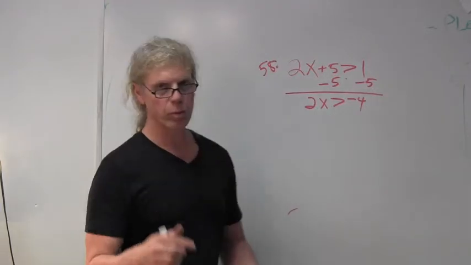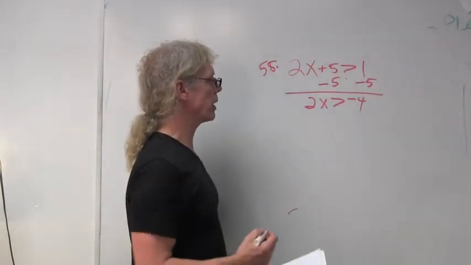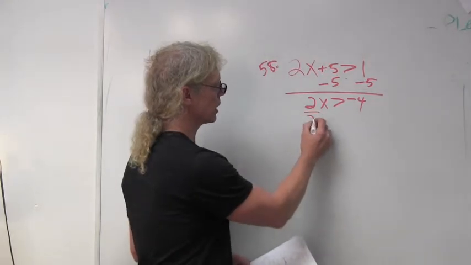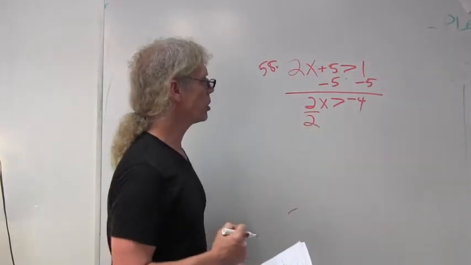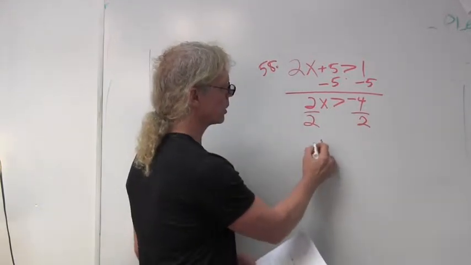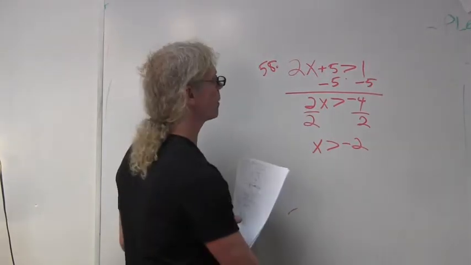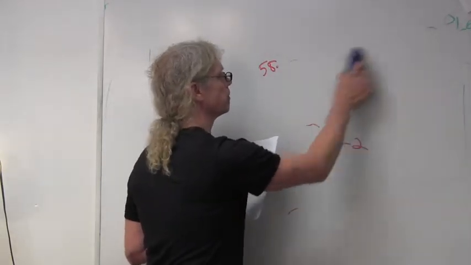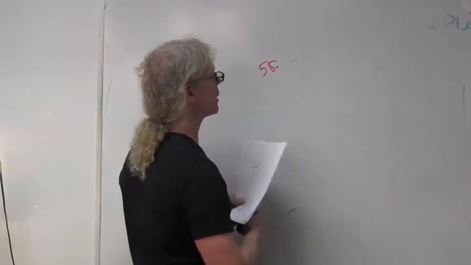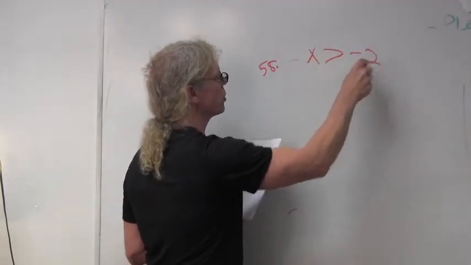We don't want 2x, we just want x to be greater than something. In order to get to that solution, we're going to divide both sides by 2. The result, x is greater than negative 2. Okay? So we need to graph x is greater than negative 2.